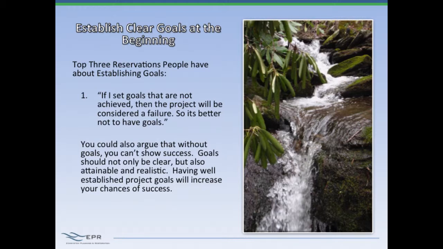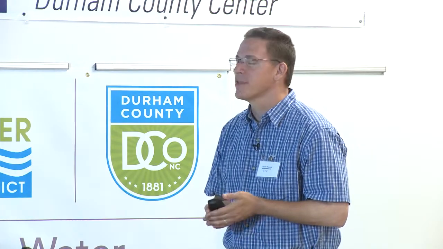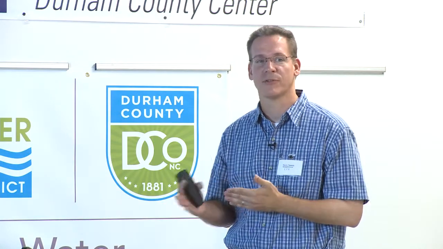I think you could also apply the corollary to that, or the inverse, that if you don't have goals, you really have no way to define success either. So you don't really know if you've achieved what you were setting out to do, which is one of the critiques in the literature. I think it's very important to have those clear goals set, and having that up front actually increases your chance of success because you can't hit the target if you can't see the target.